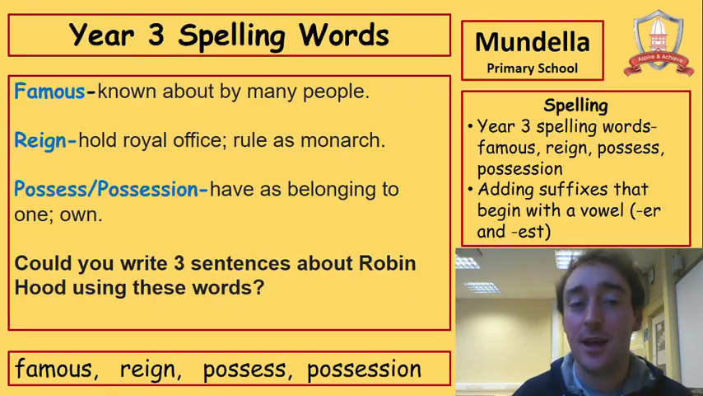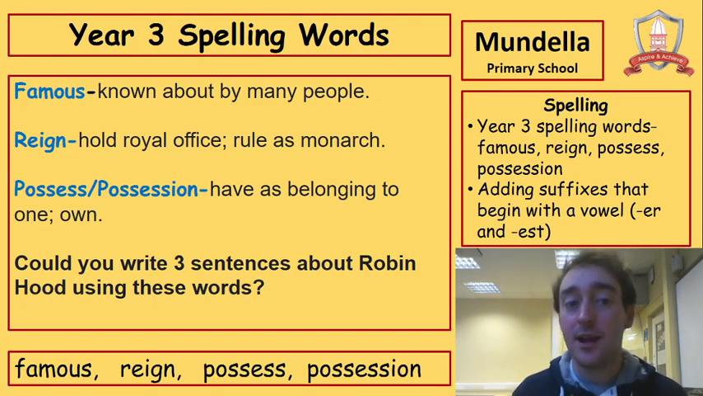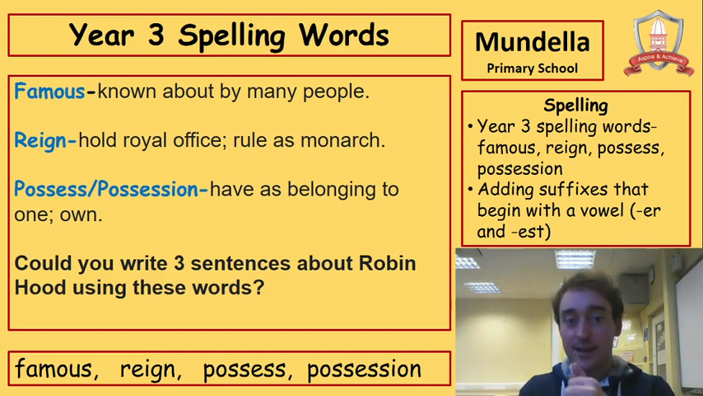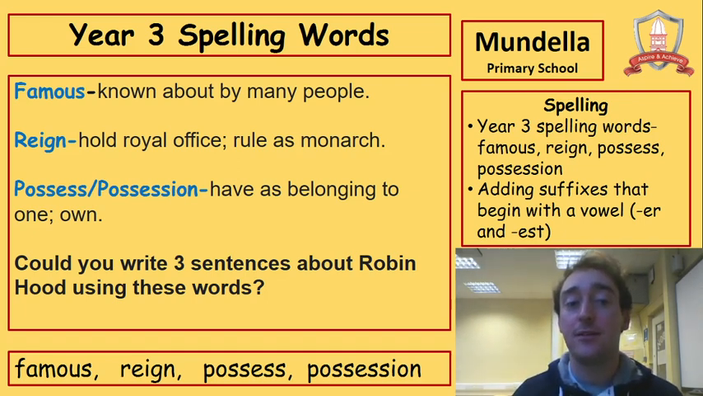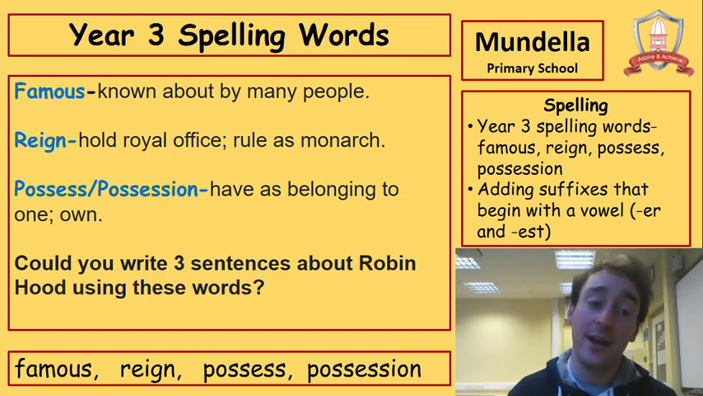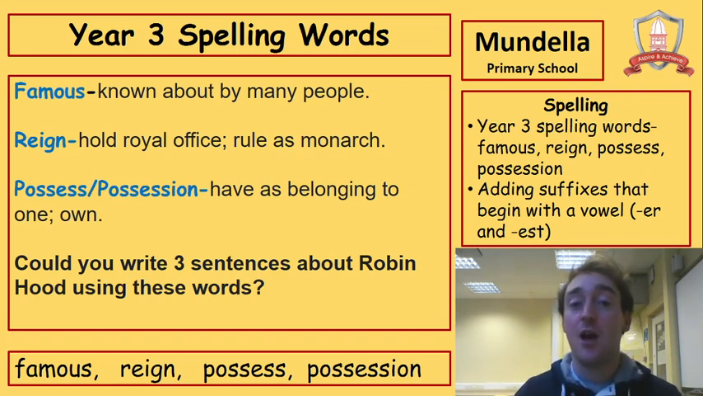Right, first of all, our spelling words. We have famous, which means known about by many people. So repeat after me, famous. Great. Next we have reign, and that's to hold royal office or rule as monarch, or king or queen. So repeat after me, reign.